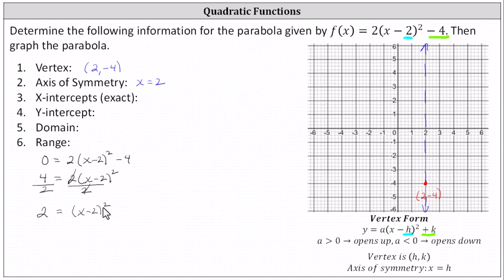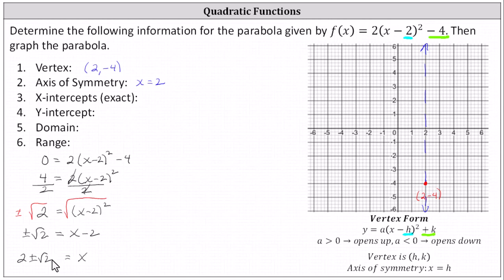And now to undo the squaring, we square root both sides of the equation. But remember, when we square a positive or square a negative, the result is positive, so we will have two solutions. To get two solutions, we need to include a plus or minus on the left. So again, square rooting both sides and including a plus or minus on the left, we now simplify. The square root of 2 doesn't simplify. We have plus or minus the square root of 2 equals on the right. The square root of the square of x minus 2 simplifies to x minus 2. And now we add 2 to both sides, which gives us x equals 2 plus or minus square root 2.